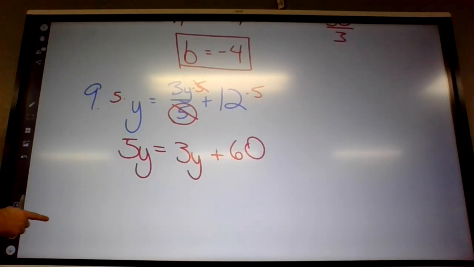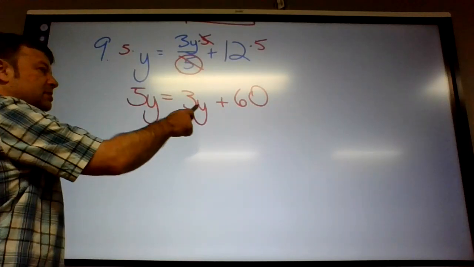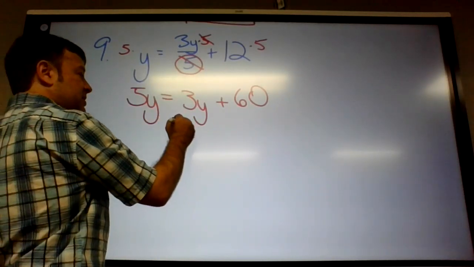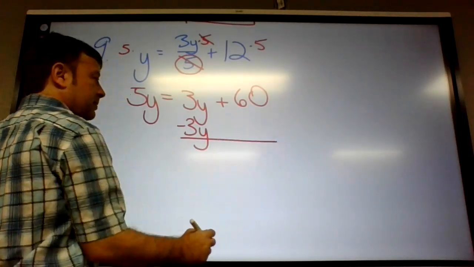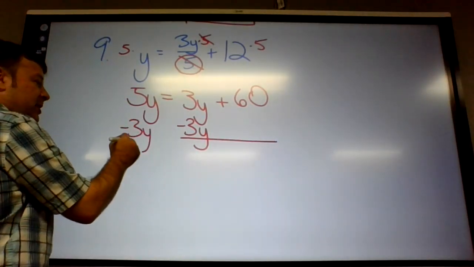Okay, what do we do when we have variables on both sides of the equation? Subtract 3y. Since they're not on the same side, we can't just add them together. We need to eliminate them from one side. So minus 3y will do that. Eliminate the y's on the right.